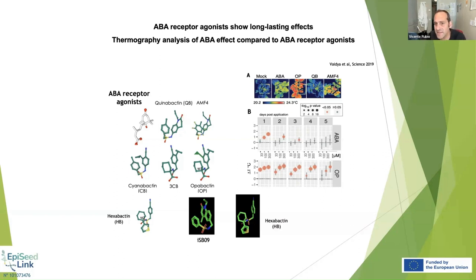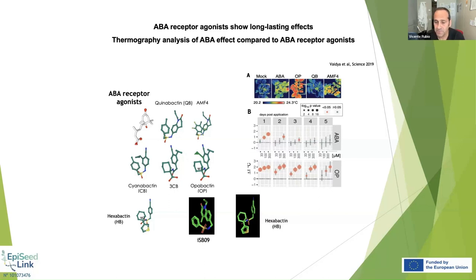And this is what you can see here in these infrared images. So the different compounds, they are measuring the foliar temperature. This is under normal conditions. So these plants have been treated with a mock compound, and they have a normal temperature, 20 degrees. But if they spray them with ABA, what you get here is closure. The ABA is going to trigger closure of the stomata so that there is no transpiration and there is heat accumulation. And this is what you see with this yellow color.